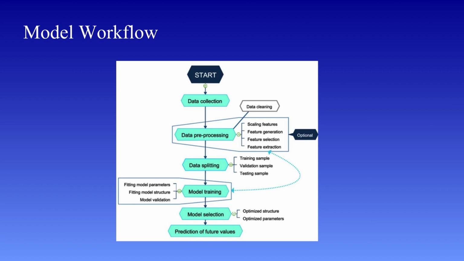If the performance is not satisfactory, we move to model tuning and improvement. This is an iterative process. We may adjust model parameters, try different features, or even select a different algorithm. Sometimes, small changes can lead to significant improvements. This step may be repeated multiple times until we achieve a model that performs well.